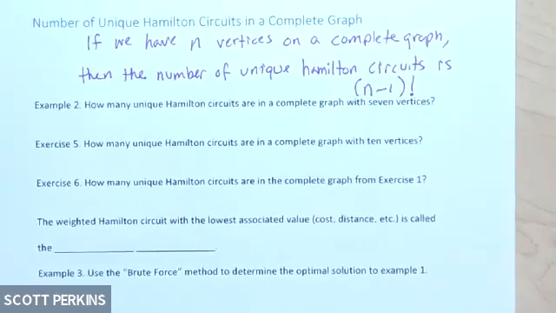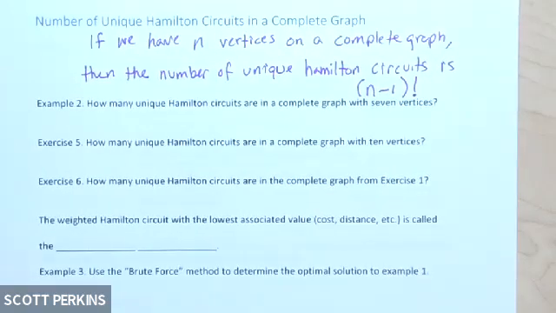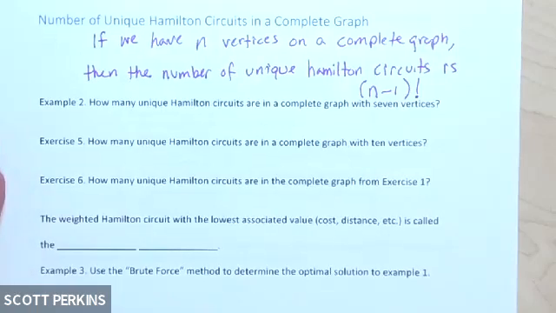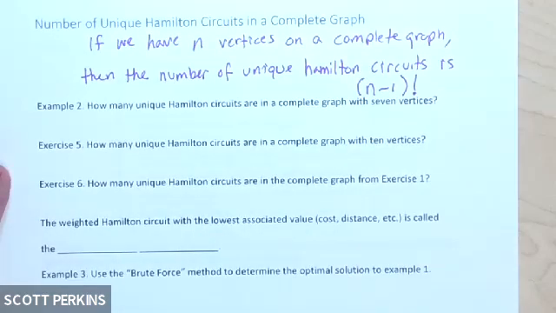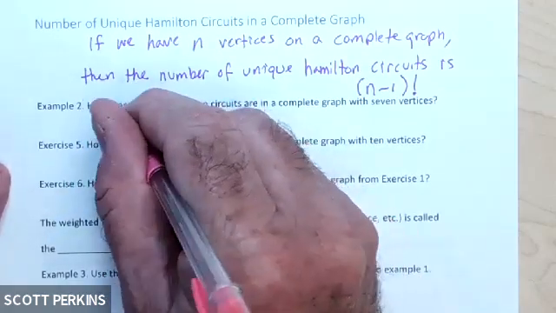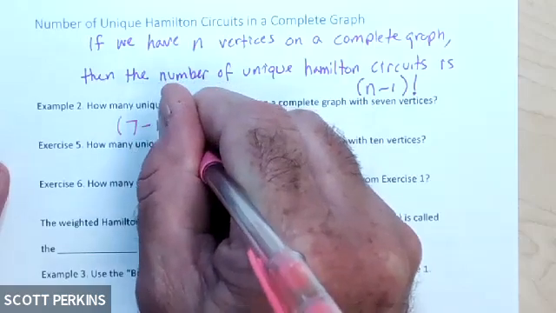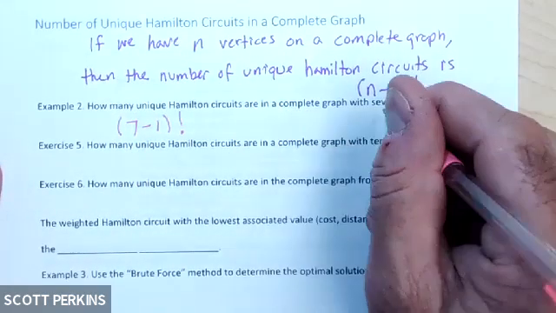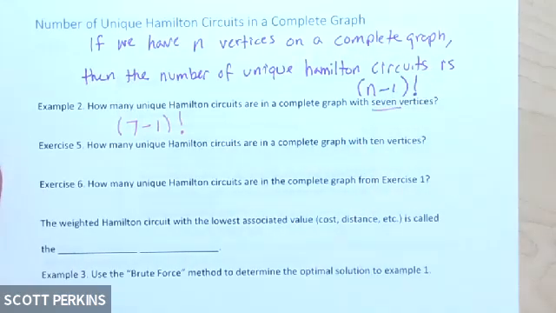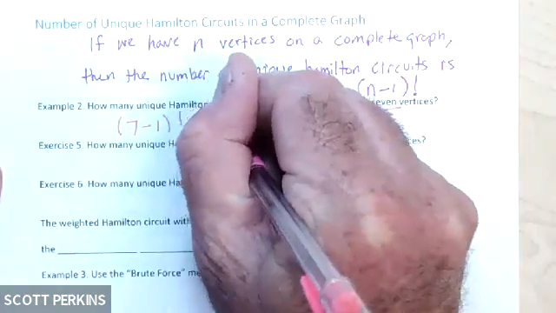So I'm going to do example 2 just to get us into the habit. Example 2 says how many unique Hamilton circuits are in a complete graph with 7 vertices. Okay, so since it has 7 vertices, according to what I just told you, the number of unique Hamilton circuits is 7 minus 1 factorial. So there's 7 vertices. That's where that 7 came from. 7 minus 1 is 6 factorial.